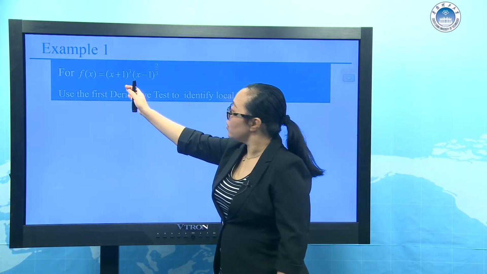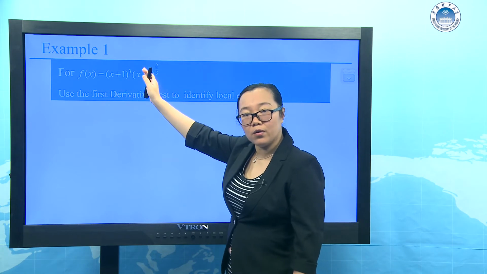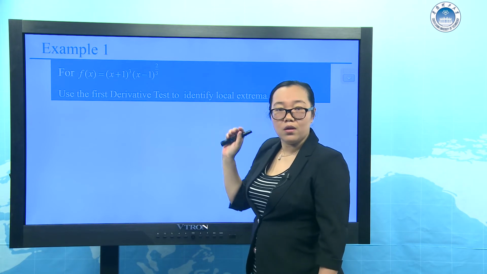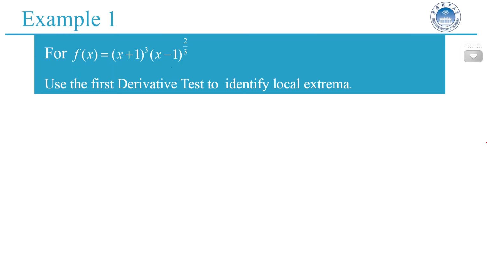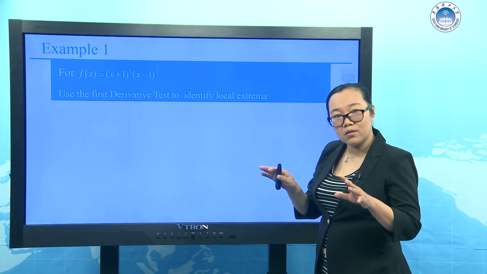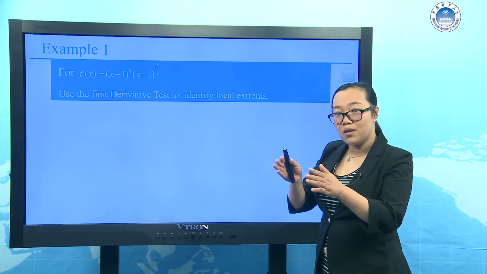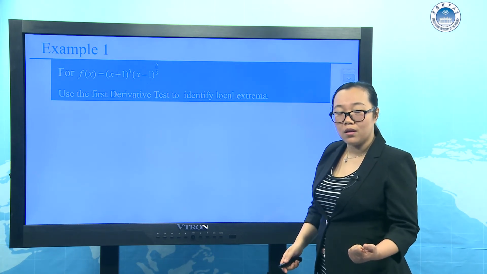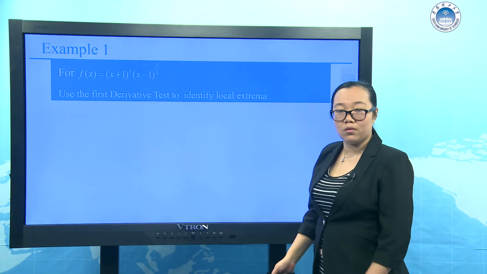If f x equals x plus 1 cubed times x minus 1 to the power 2 over 3, use the first derivative test to identify the local extrema. What is the first derivative test? Yes, take f prime and get the corresponding signs. What signs? The signs between A and C and then C and B. According to the signs, determine whether it is a local extremum or not.